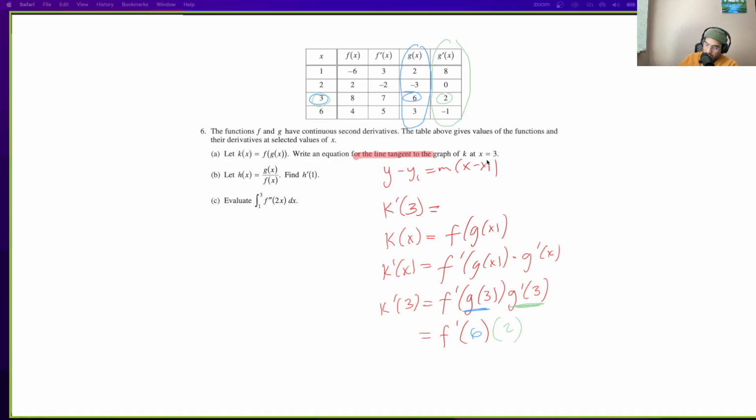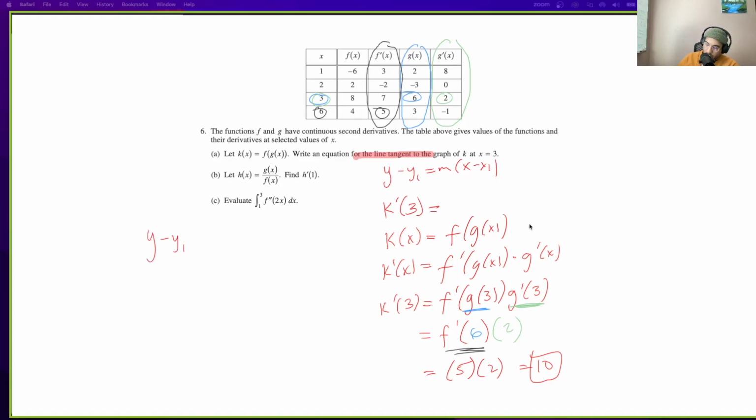And now the final step is to find f prime of 6. Back to our table, that's our f prime column, and now we want the 6, so f prime of 6 is equal to 5. And so now we have 5 times 2, so the answer is 10. Okay, that's our slope. If they were asking us for the slope of the tangent line, we are done. So now we can say that our equation looks like this.